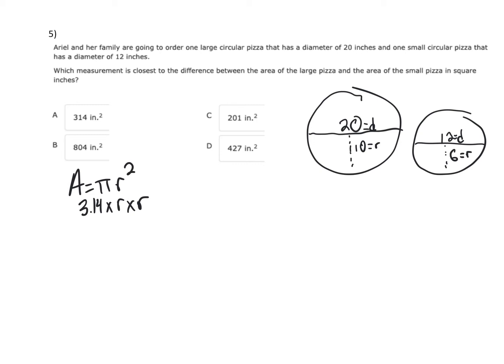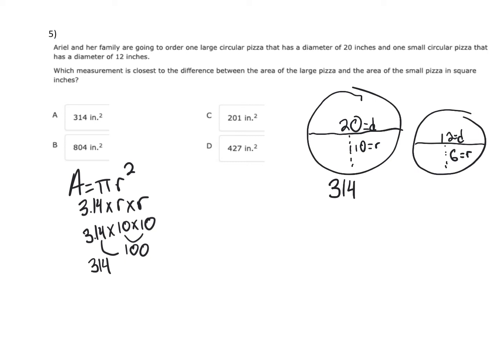So let's plug in r times r for the big circle. So that'd be 10 times 10 times 3.14. So 10 times 10 is 100. Anytime you're multiplying a number times 100, all you do is move the decimal 2 times to the right. So 3.14 turns into 314. So it would be 314 for the big.